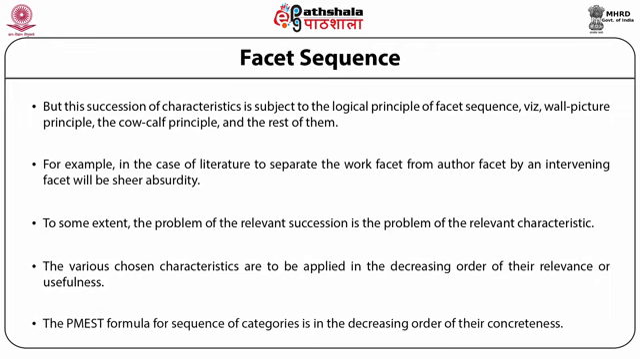The PMEST, that is, personality, matter, energy, space, and time formula given by Ranganathan for sequence of categories is in the order of their decreasing concreteness. Here P is the most concrete and T is the least concrete or most abstract of all the categories.